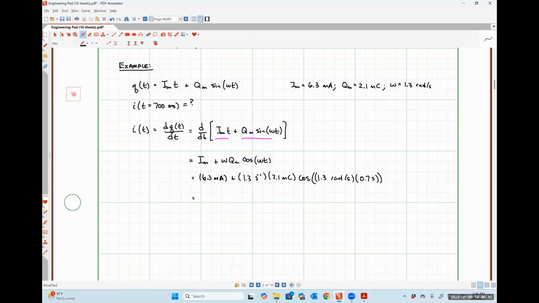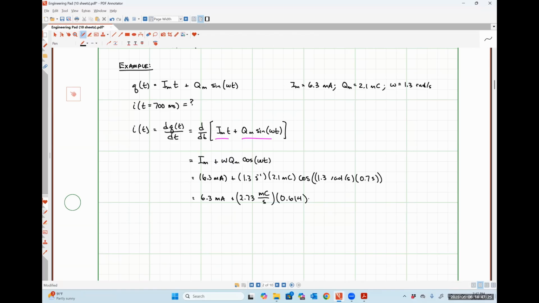So if I put this into my calculator, let's just do this down here a little bit. 6.3 milliamps. Then I have 1.3 times 2.1. So that's 2.73. And that looks like millicoulombs per second. And that is being multiplied by the cosine of that bit. So I'm going to throw that into my calculator. So when I do cosine of 1.3 times 0.7, I get 0.6137. So I'm going to call that 0.614. Okay.